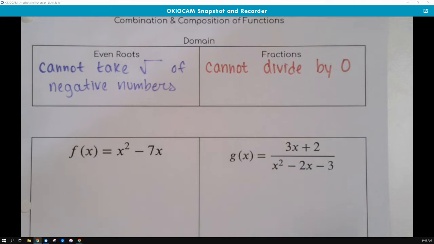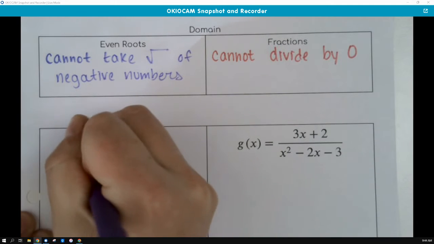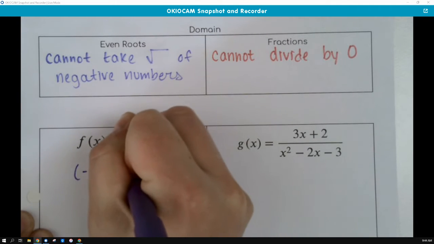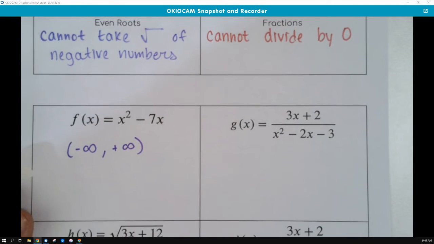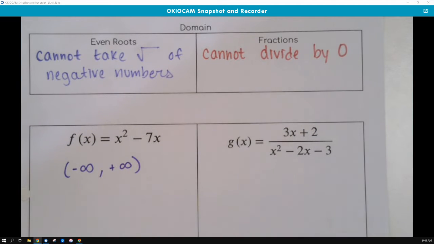So this first one here, there's no square roots. It's not a fraction, which means we're never going to divide by 0. So our domain on this one is negative infinity to positive infinity, because there are no restrictions to what we can plug in. So if neither of these things happen, our domain is just negative infinity to positive infinity.